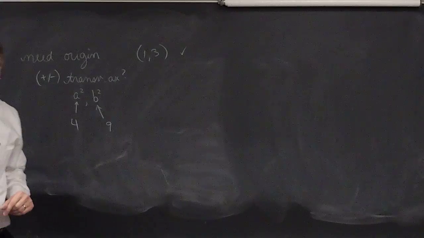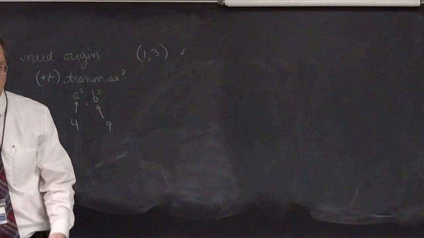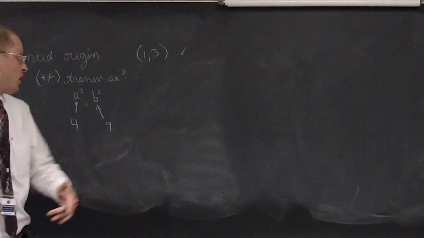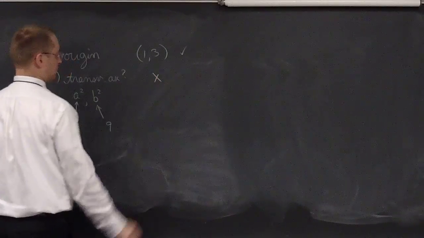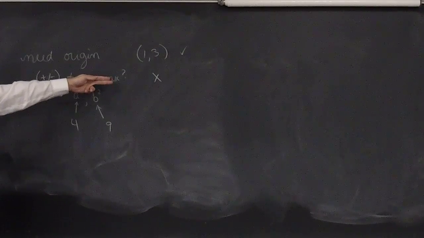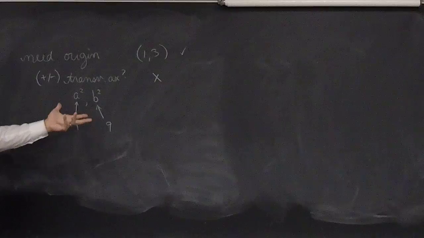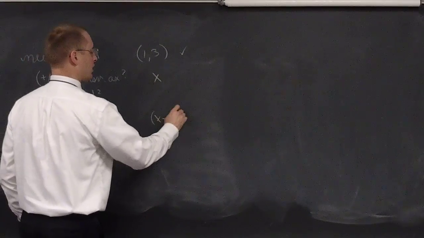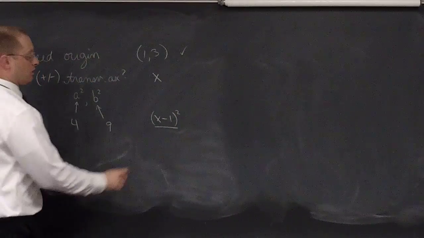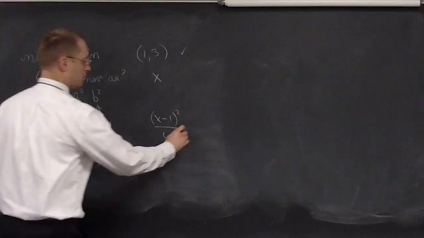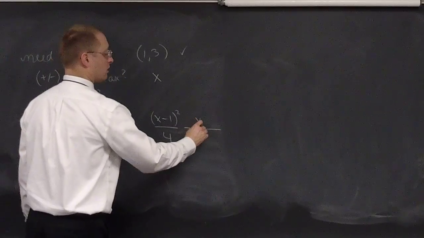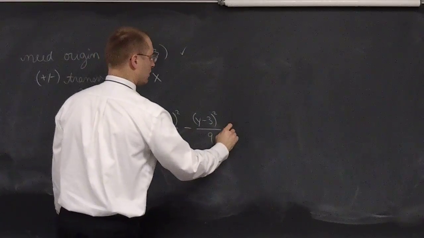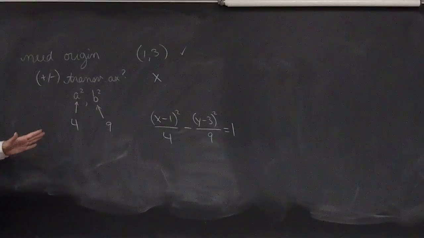But then it tells me one more important thing. It says that the transverse axis is parallel to the x-axis. In other words, an x prime axis. So we've got the origin. We know transverse axis is going to be along the x, parallel to the x. We know the a and b. What's the equation going to look like, Jamie? X minus 1 squared over 4 minus y minus 3 squared all over 9 equals 1. And for our sake, we're not going to convert it into the conic form, but we could, right?